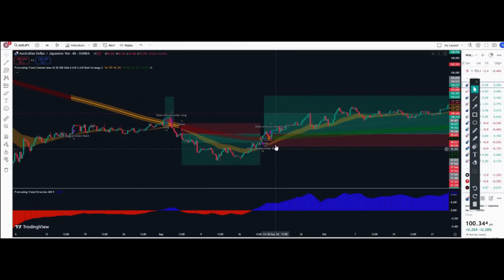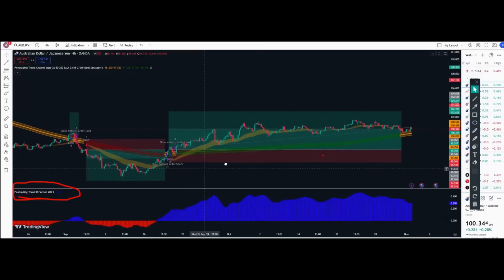Once you identify that price is above the channel and above the cloud, the next thing you do to enter the market is to understand the situation of your Pro Trading Trend Direction indicator down here. When the color of the Pro Trading Trend Direction is red, it's telling you that this is currently in a sell territory. When the color is blue, it's telling you that this is currently in a buy territory. What you need in order to trade the market is to wait to make sure that both of these are in the same direction.